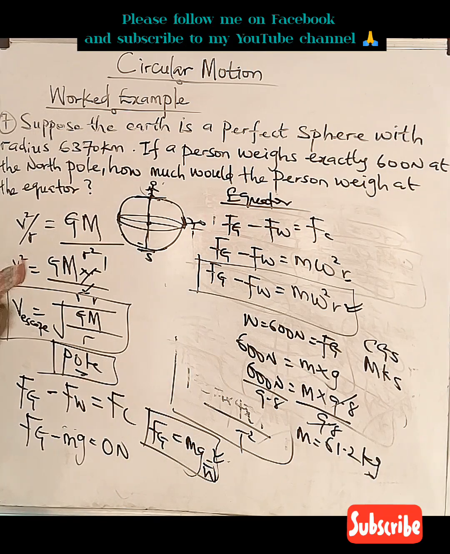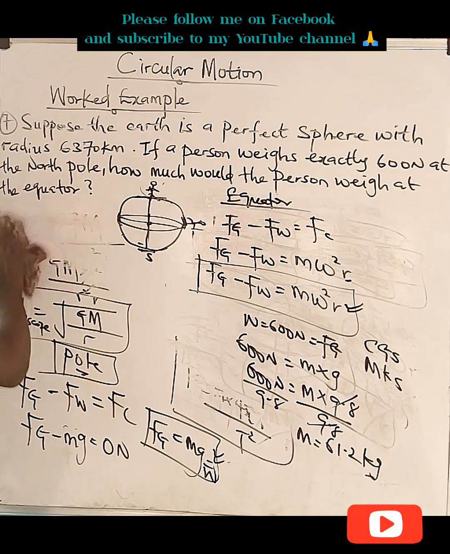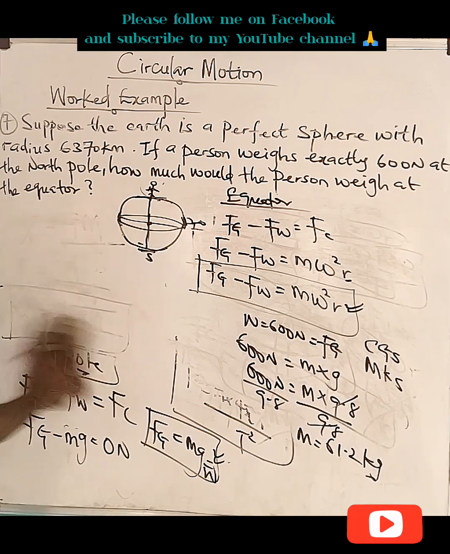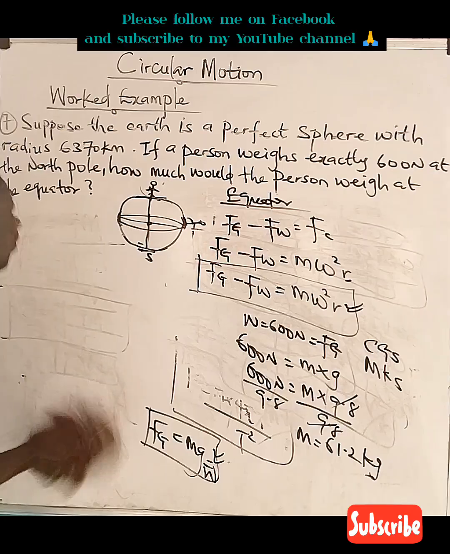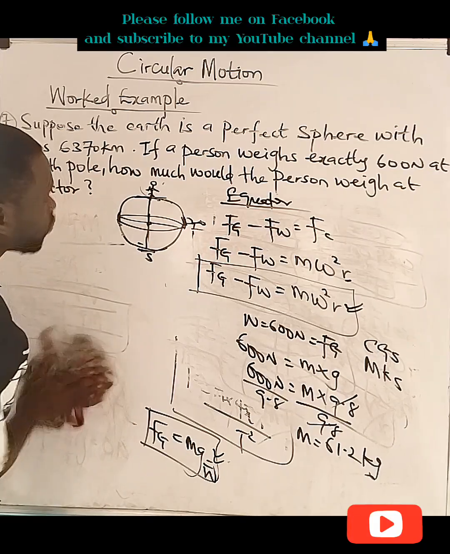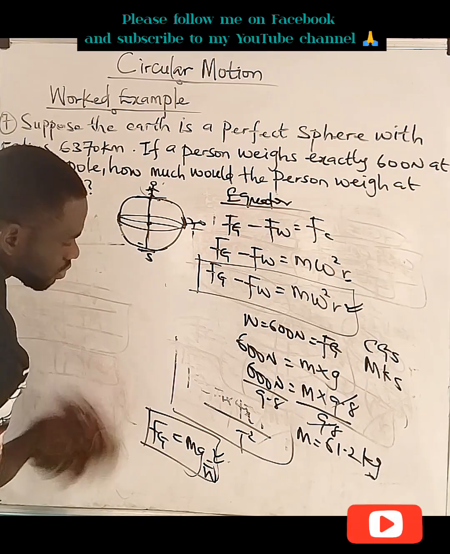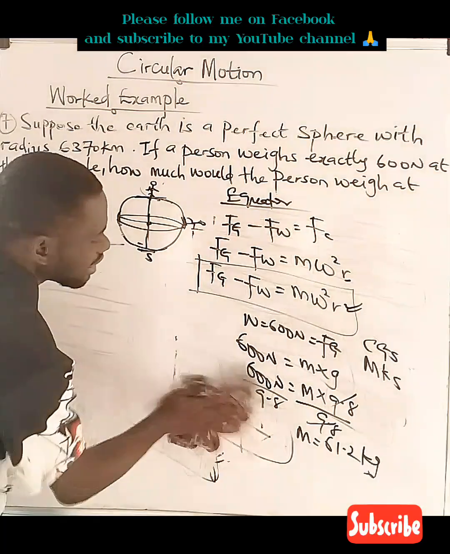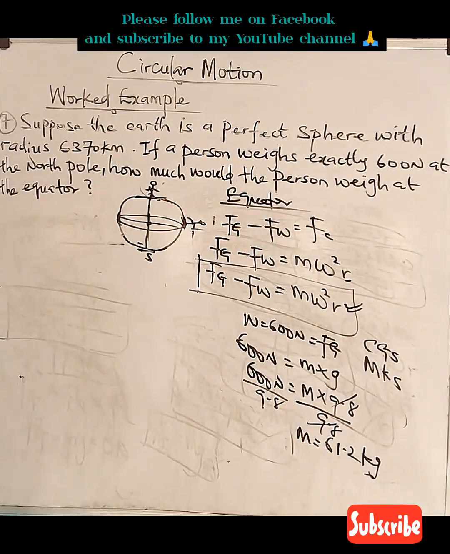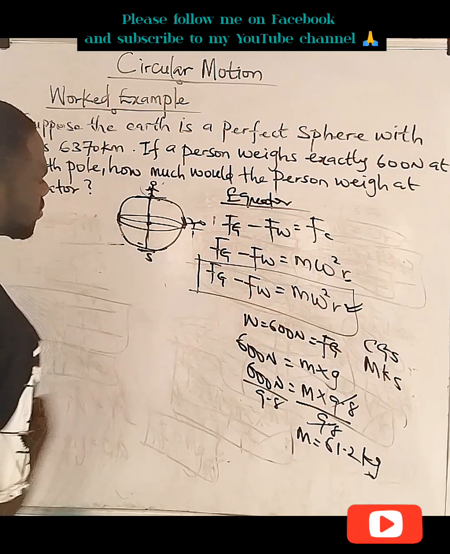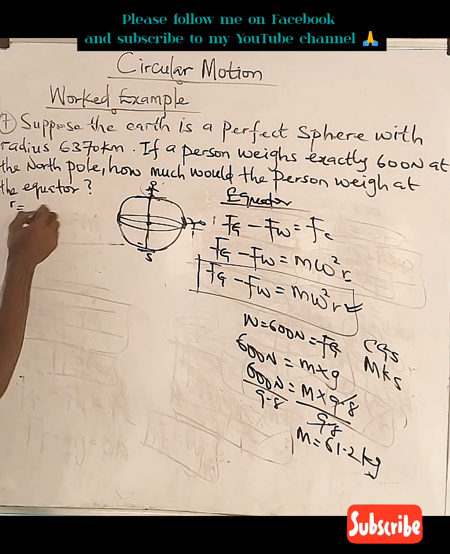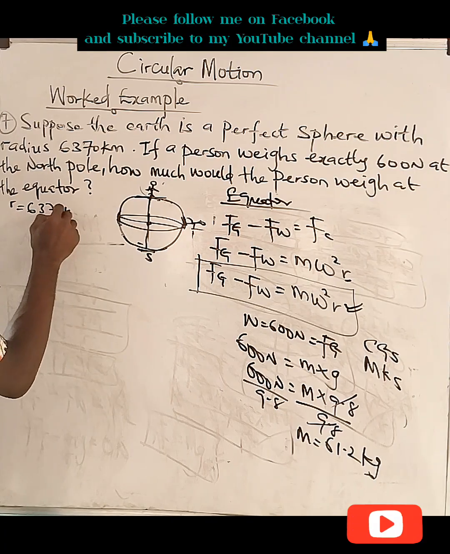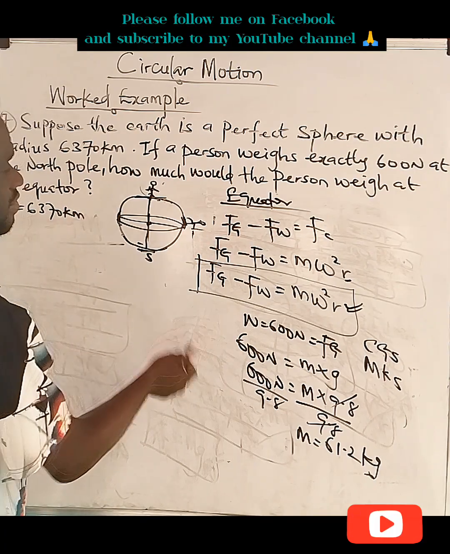So quickly, let me bring it down to this place and make some room. I'm trying to get what the person will weigh at the equator. The person weighs 600 newtons at the pole. Now look at the force of gravity minus weight equals to this. The radius is simply the distance, 6,370 kilometers, that's the radius, we know that.